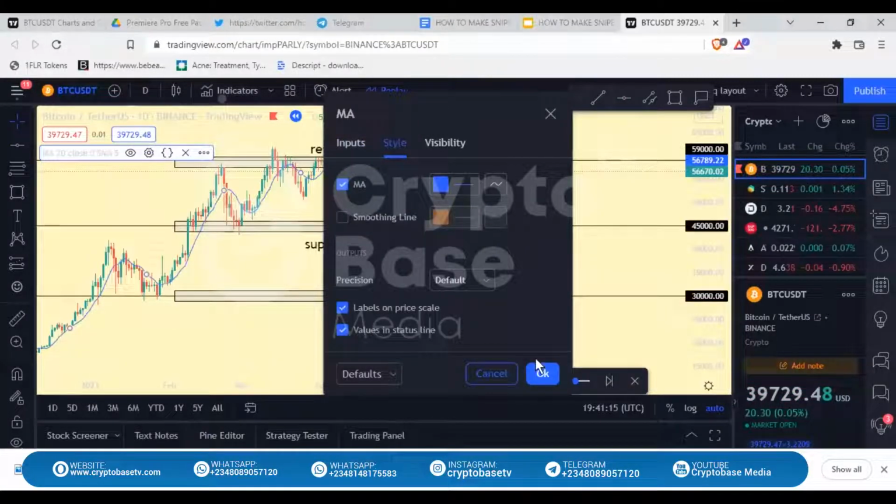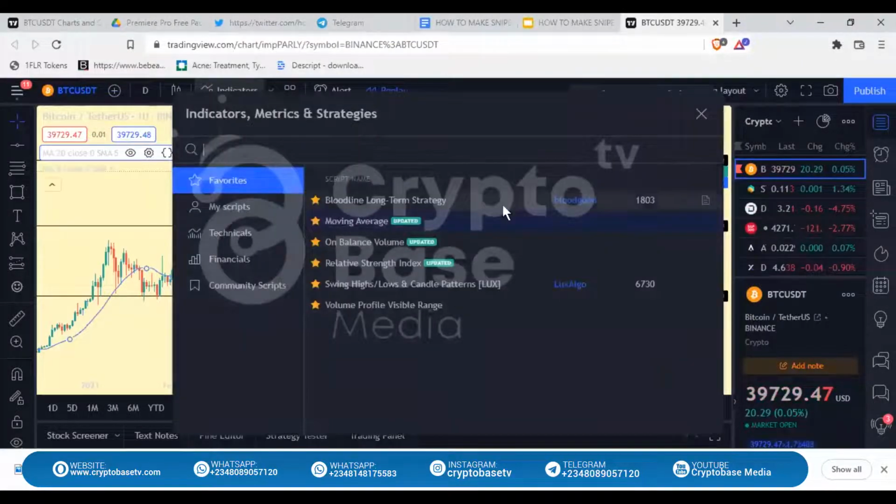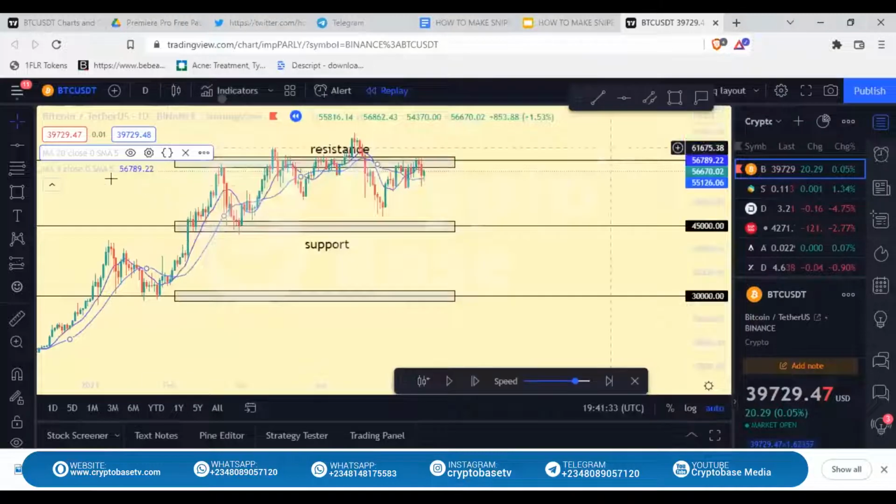Then this to blue, that's the style. Okay, also I'm going to add one more moving average. I said I want them to cross over, so I'm going to be adding another moving average to make sure that happens. Okay, another moving average. Great.